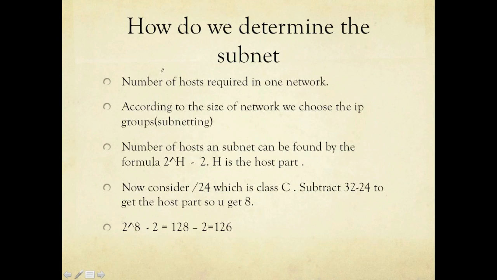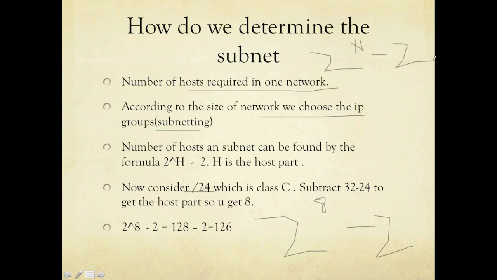Okay. So how do we determine the subnet? By the number of hosts required in one network. According to the size of the network, we choose the IP groups. For example, if you have 5 PCs, then the subnet will be different. The number of hosts in a subnet can be calculated by the formula 2 power h minus 2. For example, if it is /24, then there are 8 host bits. So it is 2 power 8 minus 2. 2 power 8 is 256 and minus 2 is 254. So this is the formula, 2 power h minus 2.